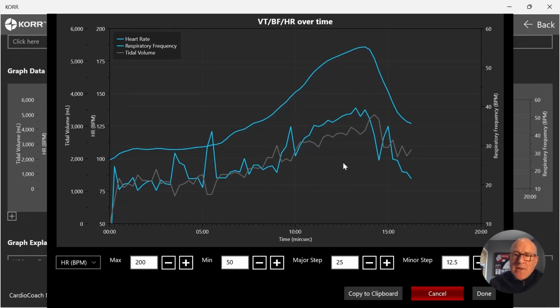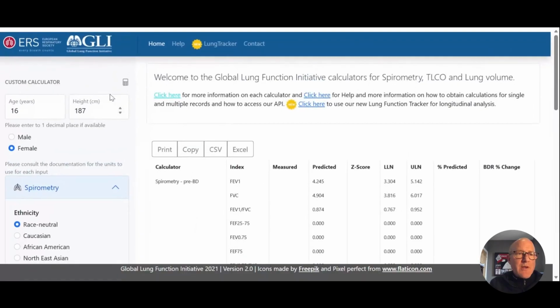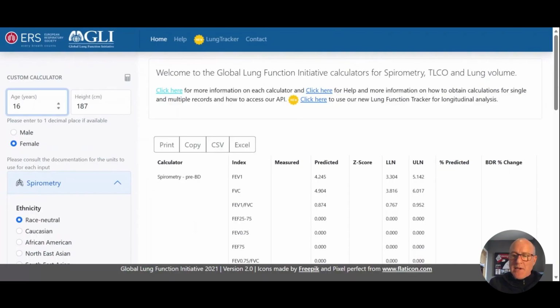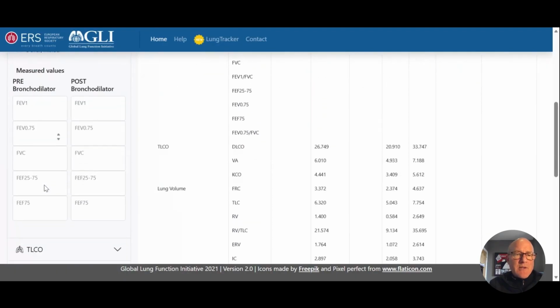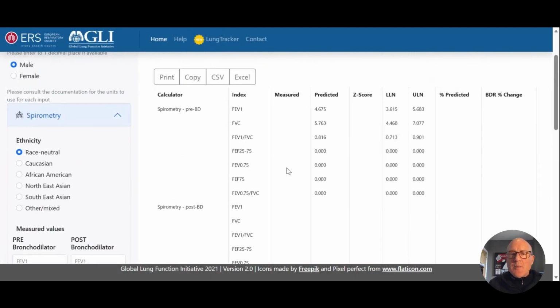And then we don't know, is that value good? You know, they're able to do 2.8 liters. So we go to the GLI and we state that he's a 34-year-old male, 187 cm. We'll keep it race neutral. And we go in and we ask it for what the norms are. And we go up, and of course, they're a lot higher because this is a lad.